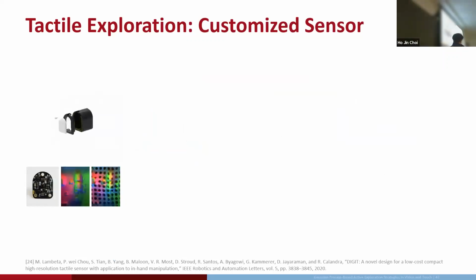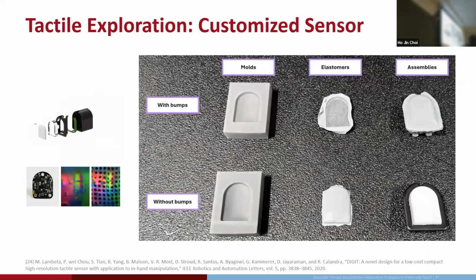So we use this DIGIT sensor, which measures the deformation of the elastomer using a camera. But in order to measure the XY deformation of the elastomer, we need black markers, which the off-the-shelf one doesn't have. So we actually made a custom elastomer using a mold with bumps. If we mold the silicone elastomer in this mold with the silicone bumps, we create multiple holes in the elastomer, and we fill in the black ink inside it, cover it with the reflective material, and then assemble it with the casing.